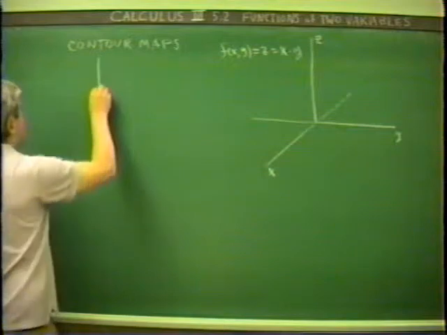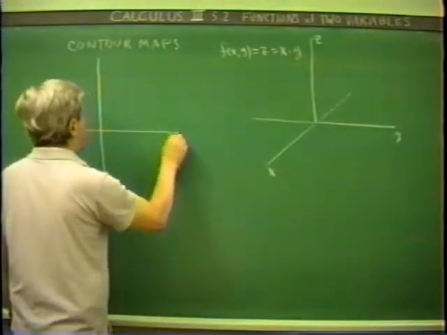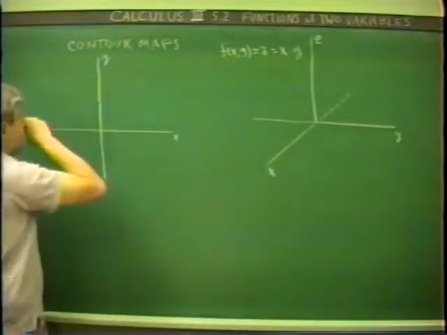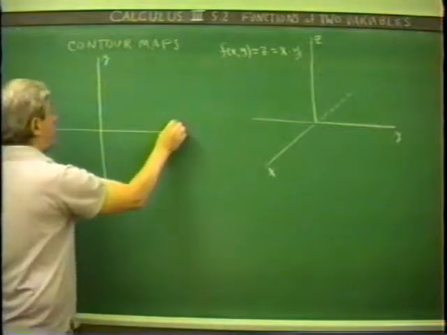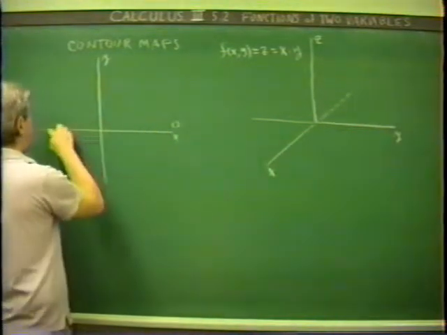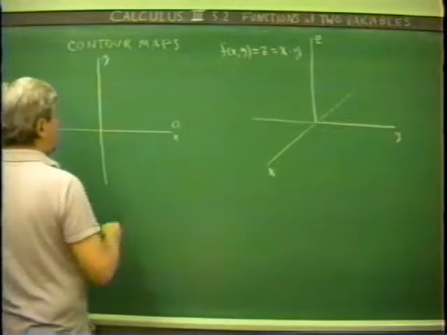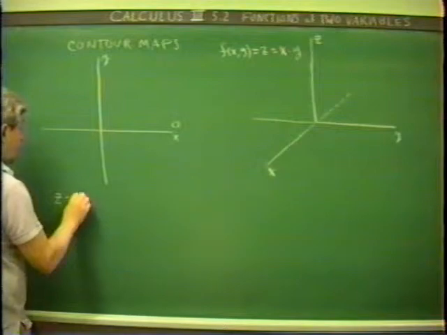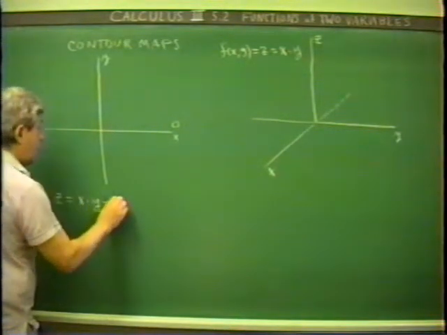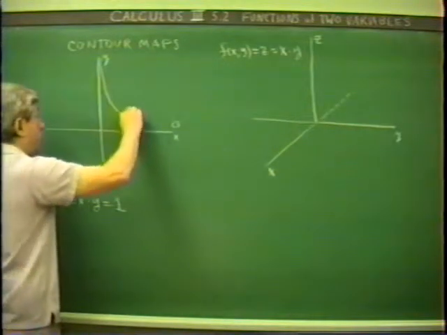Let's do the following. Let's draw a two-dimensional coordinate system, x and y. Now, the x-axis and the y-axis represent the 0 contour. That's to say that these are the places where this function is equal to 0. Let's take a look at where it's equal to 1. That's to say, if we have z equals x times y equals 1, well, the graph of this is going to look like this.